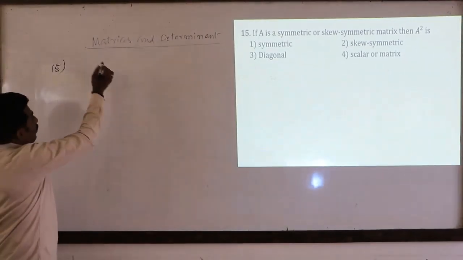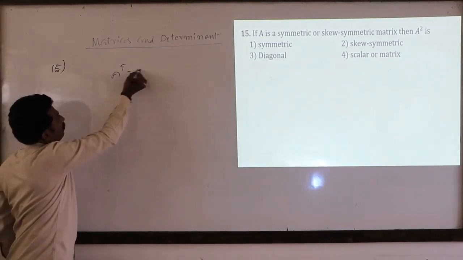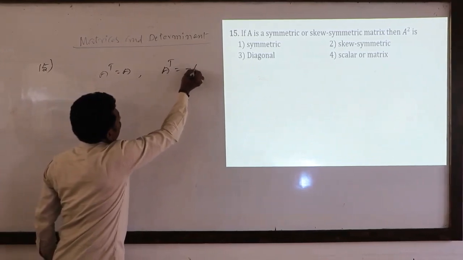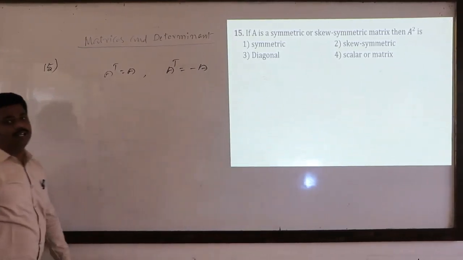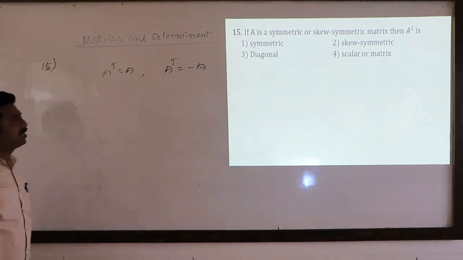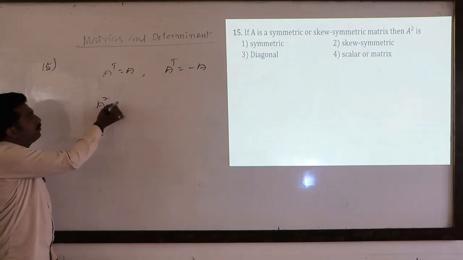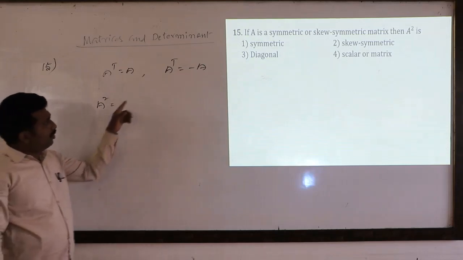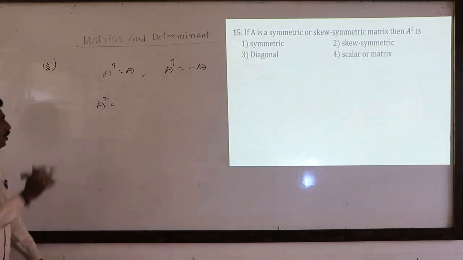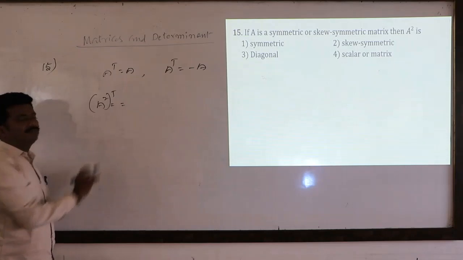So A is symmetric means we will take A transpose equal to A. A is skew symmetric means A transpose equal to minus A. Symmetric, skew symmetric, both cases I am taking. Then they are asking A square. So whether A square is symmetric or not, we have to take A square whole transpose.